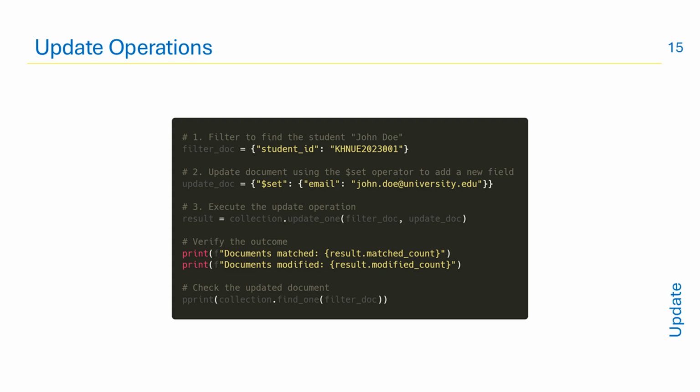After executing the command, pymongo returns an update result object. This object is very useful for verification. Its matched_count attribute tells you if your filter found anything, and modified_count confirms if any changes were actually made. As you can see, we print these counts and then use find_one again to retrieve and display the document, confirming that the new email field has been successfully added.